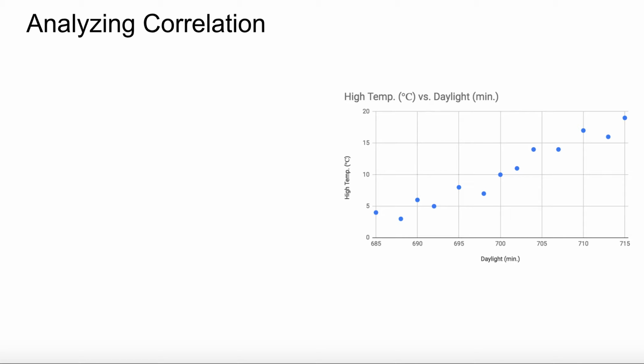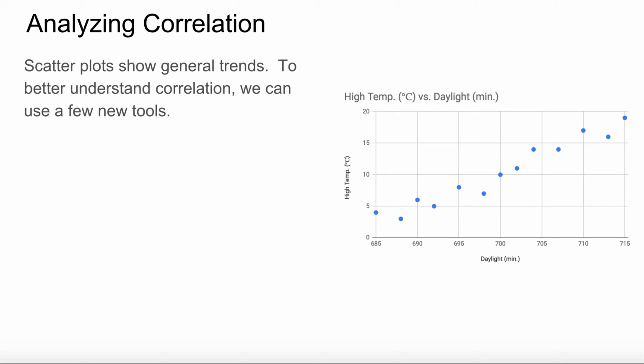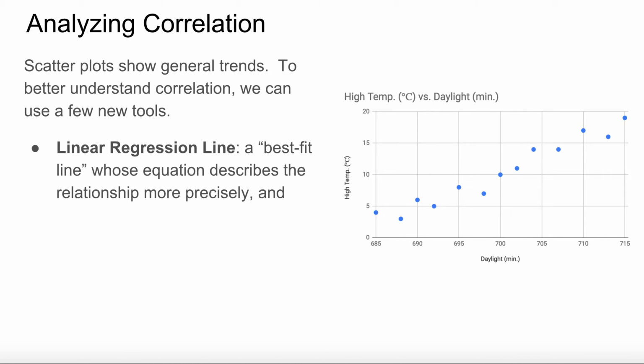This is a basic tool, but of course in this course, we are always taking the basics and trying to make them a little more sophisticated, trying to obtain a little better understanding of what these graphs show. So to better understand the general trends that correlation shows, we can use a few new tools, okay? The first is called a linear regression line, also called a trend line or a line of best fit. And this is going to be an equation that describes the relationship a bit more precisely. It is going to take a general relationship and put numbers on it.